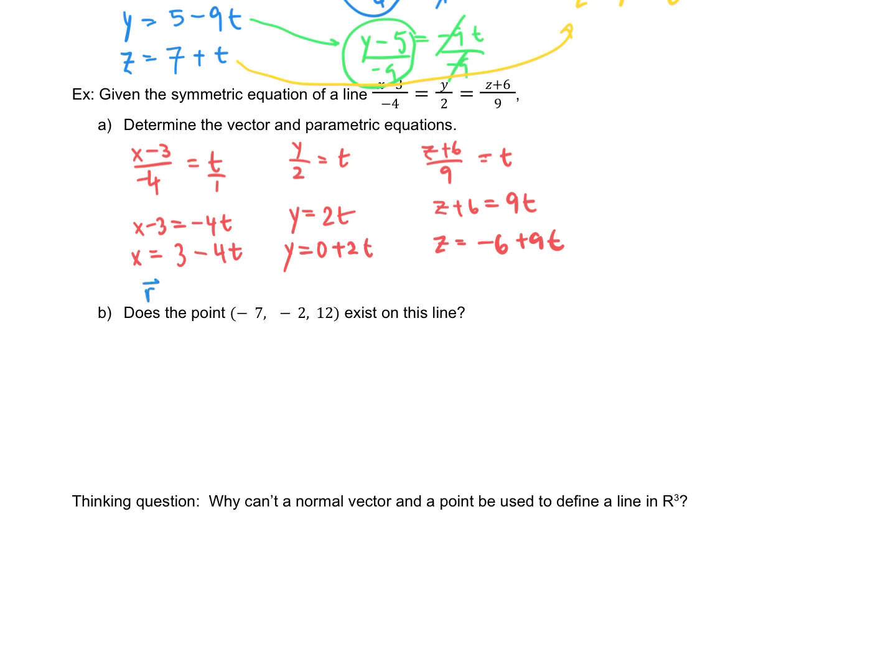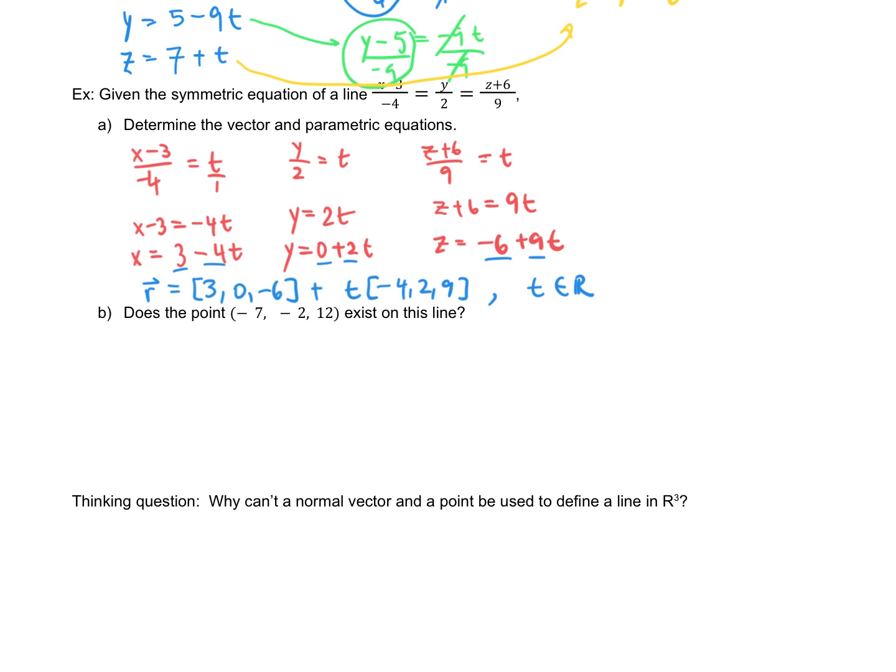And then for our vector equation, here's 3, 0, negative 6, plus t times the direction vector, negative 4, 2, and 9. And for all of these, vector and parametric, t is an element of all real numbers. So this is just going backwards, back to the vector equation.